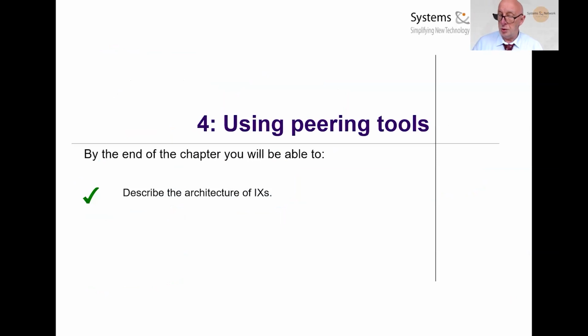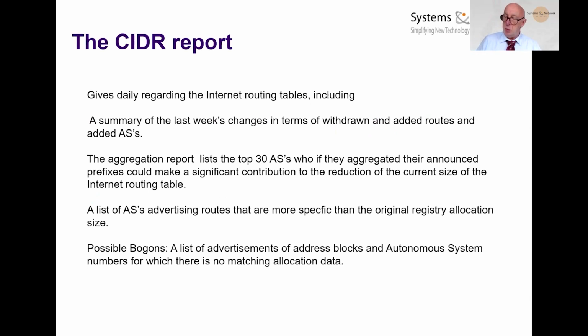So what? Well, the so what is that there are various tools available for you to look at on the internet. Yeah, fine. All right, we'll see what they have to say. There is this one. This is quite pertinent. There is a CIDR report, the classless interdomain routing report. Yeah, it gives daily updates regarding the internet routing tables, including a summary of the last week's changes in terms of routes that were withdrawn and added to the BGP process.